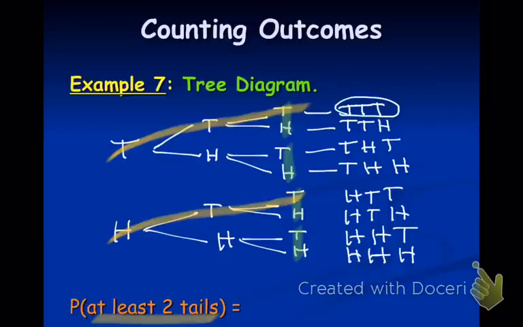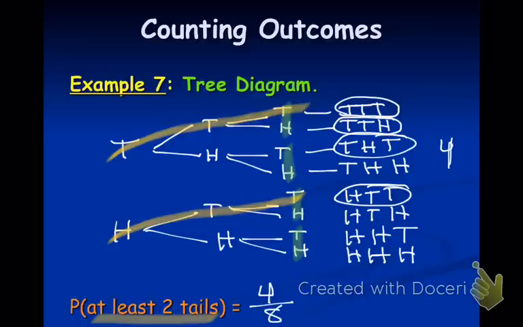So the first one has 3 tails, which is at least 2. This is at least 2. This is at least 2. This only has 1. This one has 2. This one only has 1. The next one has 1, and the last one, no, that doesn't have any at all. So there's a total of 4. So it's 4 out of a total of 8, which reduces down to 1/2. So there's a 50% chance that you'll get at least 2 tails when you flip a coin 3 times.